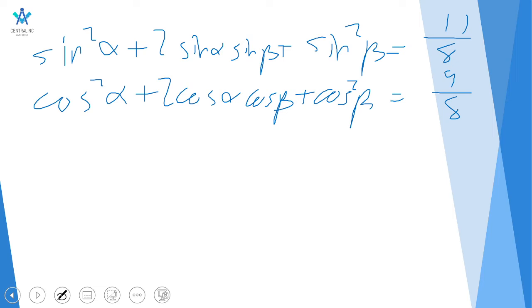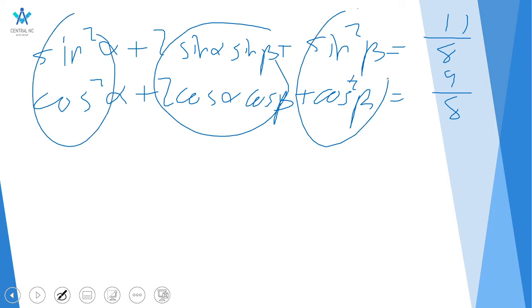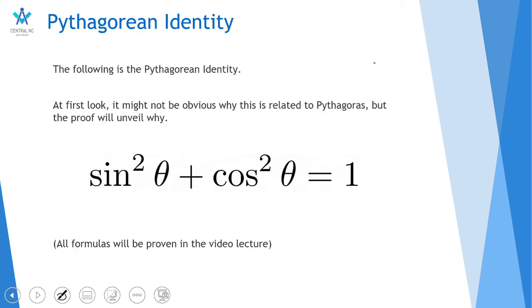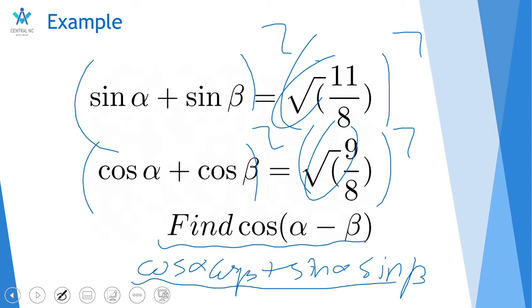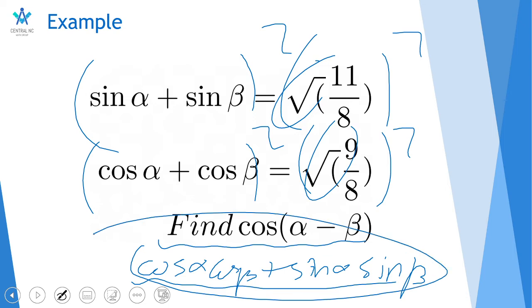This is very promising if we add them together. Because first of all, this looks like the quantity we want to find. And this looks familiar? Well, it's exactly what we just proved: sine squared theta plus cosine squared theta is equal to 1. So adding them together, we get 1 plus 2 times cosine alpha cosine beta plus sine alpha sine beta. That is exactly what we want to find.